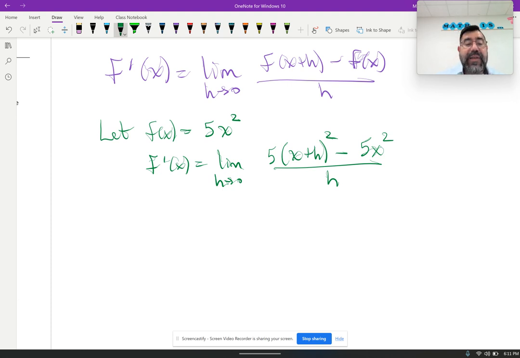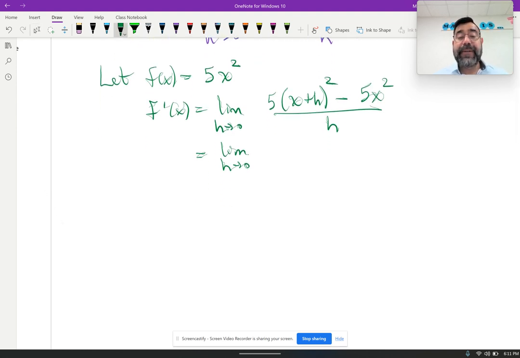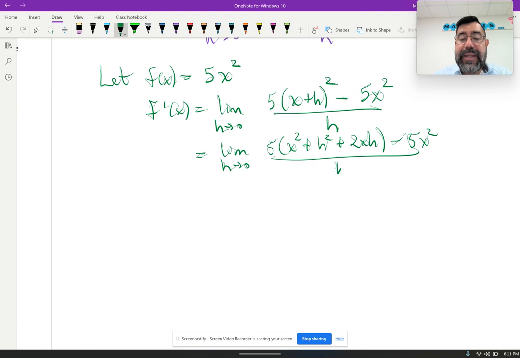In class, one of the steps you were doing was simplifying, and I say simplifying even though in reality it looked like it got worse before it got better. We're simplifying the numerator, so we're going to square this out. I have 5 times all of this squared. I think the way we did it in class was x squared plus h squared plus 2xh, minus 5x squared.